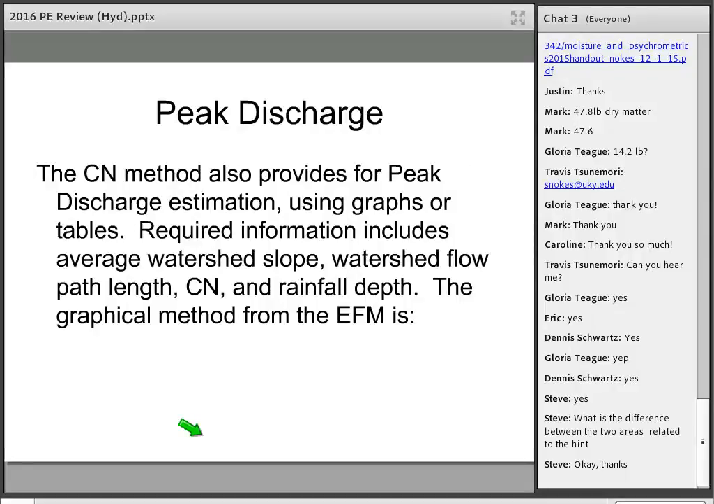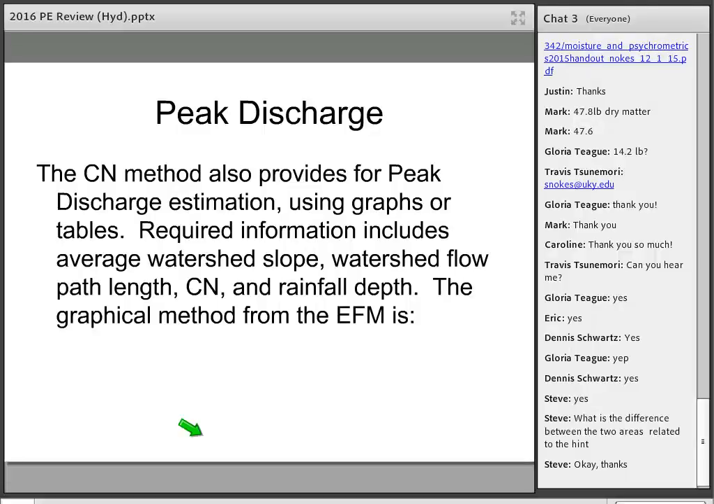The curve number method also has an opportunity to calculate a peak discharge. And by that, when you're dealing with a runoff event, it's not going to be continuous. It's not going to be forever. It's going to come back down again. And at some point, you're going to have a peak.